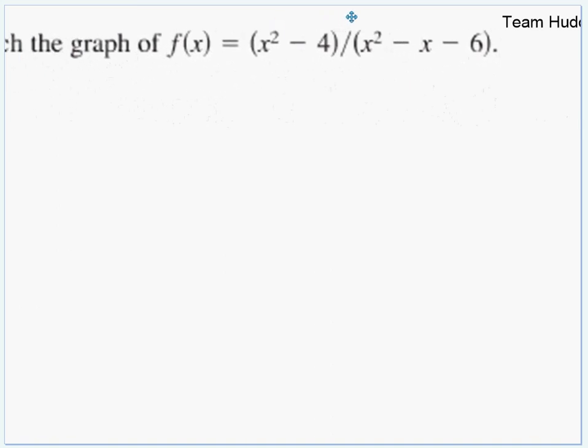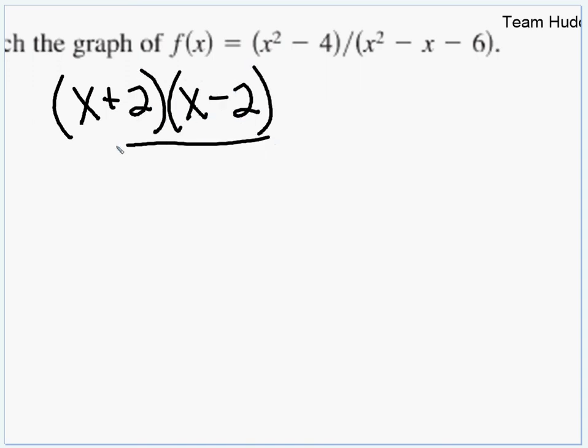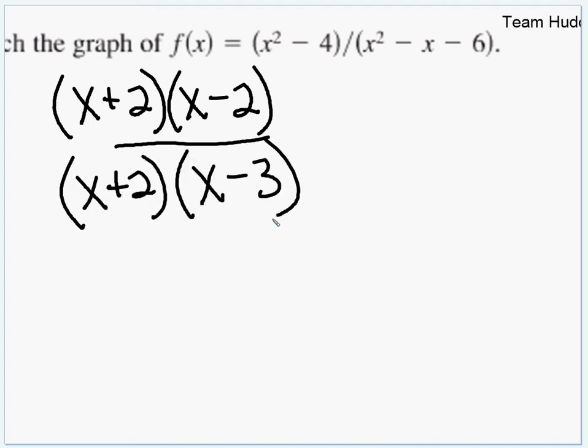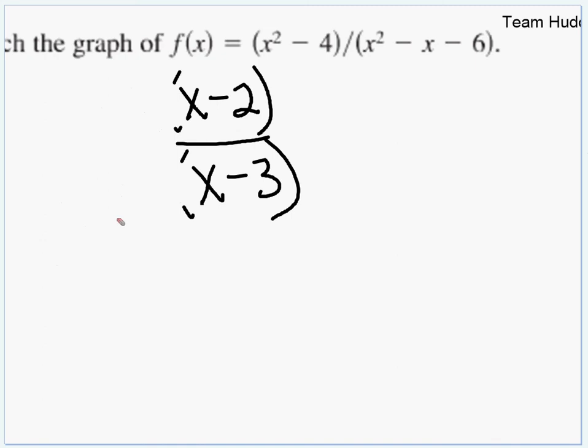Ooh, now this one is a lot like our last example. Let's factor first. Numerator will be x plus 2, x minus 2. Denominator looks like an x plus 2, x minus 3. And the plus 2's are going to cancel. So, just working with this, it's going to be a pretty simple graph.